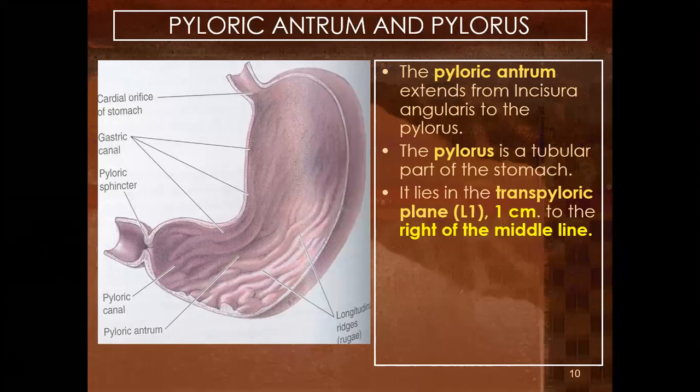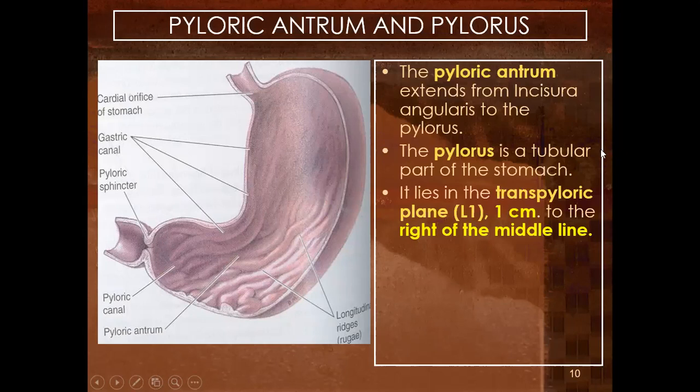Out of the two horizontal lines, this is the upper horizontal line. So this passes through the pylorus. That's why it is called transpyloric. Trans means through the pylorus. It passes through the pylorus, so it is called the transpyloric plane. And this is at the level of L1.